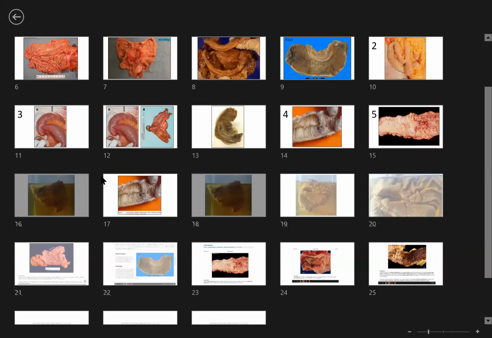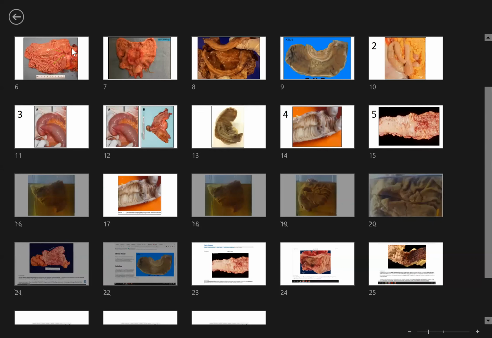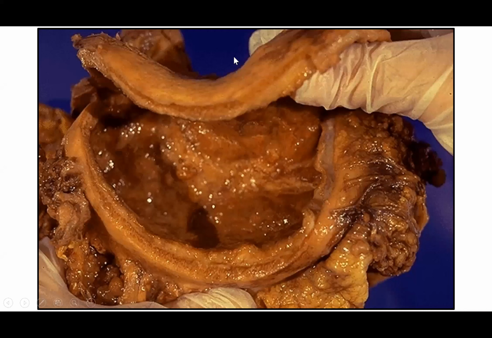Okay. Now, let's take a look at this image, as a continuity of the discussion. What do you see? How is the stomach wall? Yes. So this is stomach again. But look at the wall in particular.